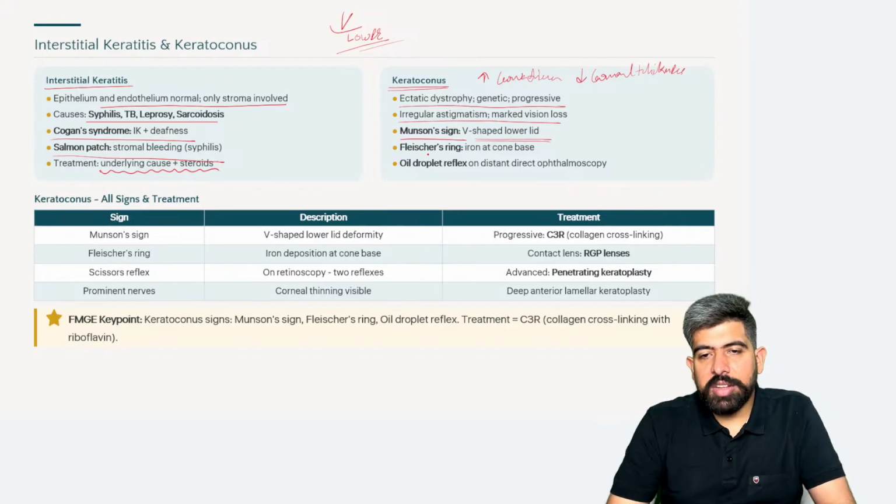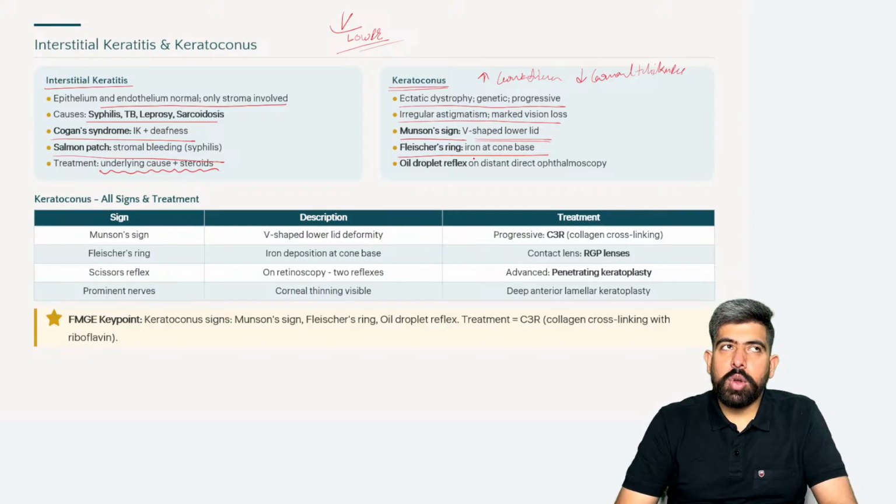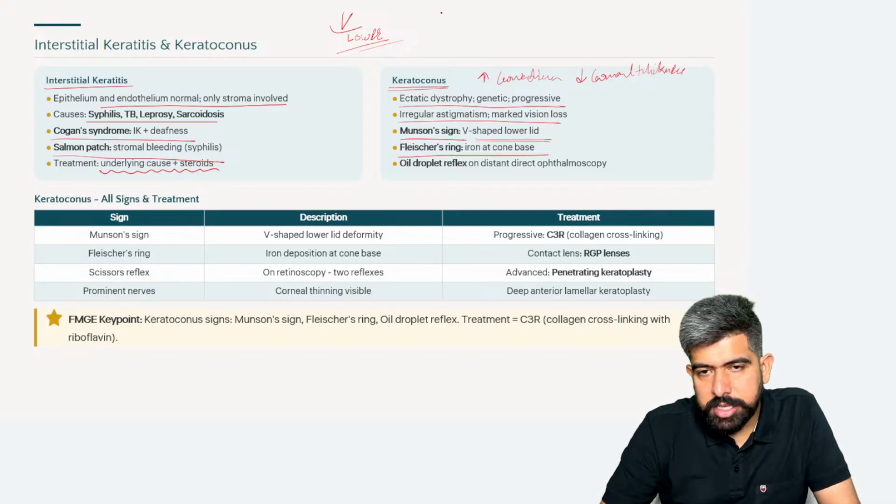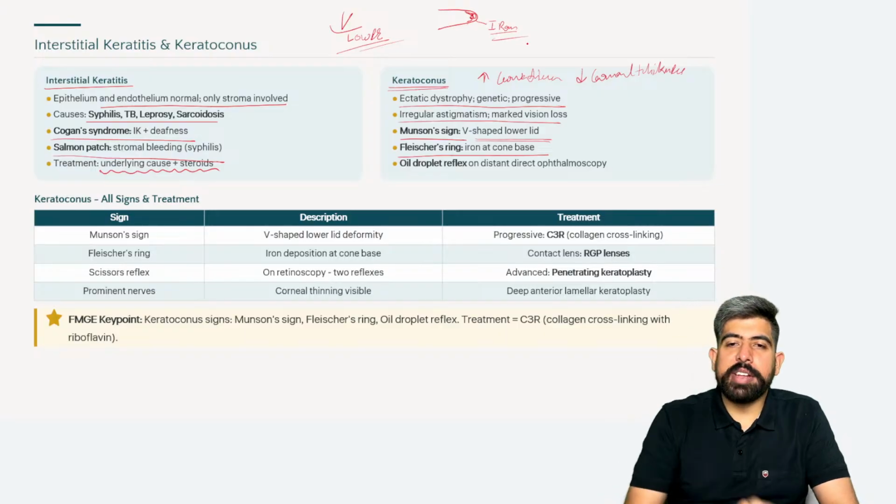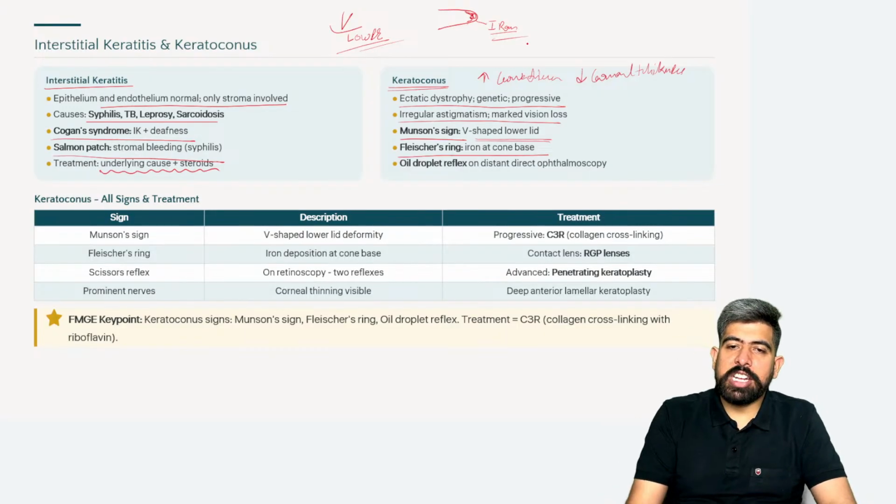Also, the patient has the Fleischer ring. What is the Fleischer ring? This is iron deposition at the cone base, right? As the corneal curvature increases, this cone has deposition of iron over here, right? This is iron. So this is the Fleischer ring.